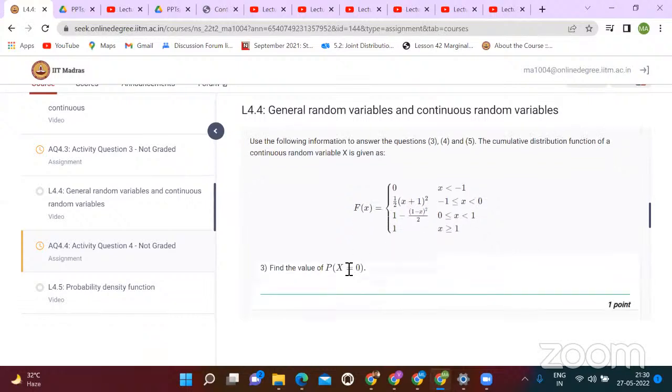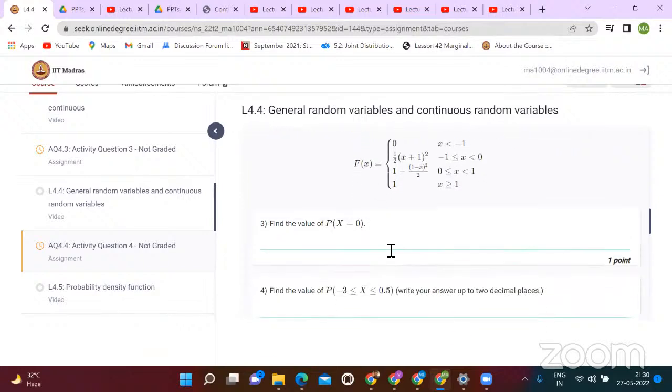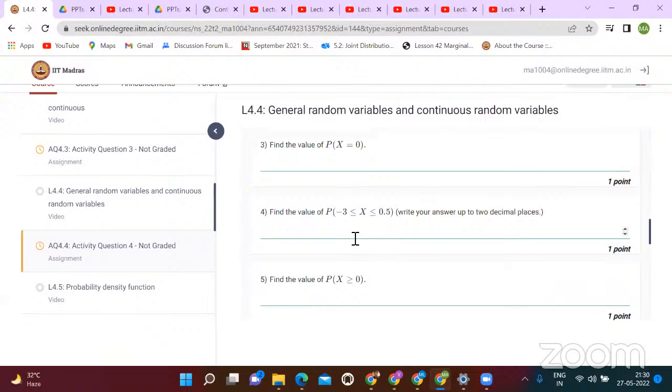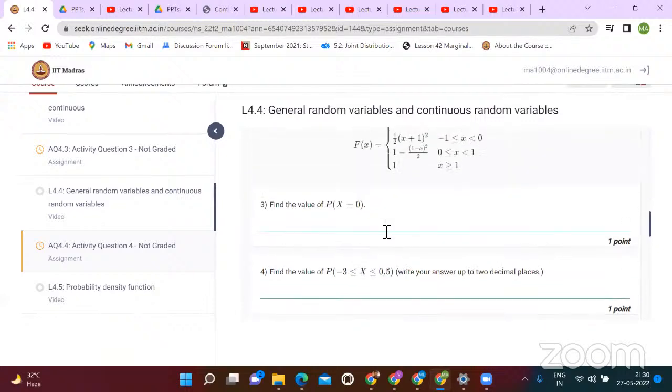And this is also a CDF. You have to calculate at x equals 0. X equals 0 means what? The value should be 0, only if this is a continuous one. And if it asks for minus 3 to 0.5, what will you do? You just have to do the summation from minus 3 to 0.5.